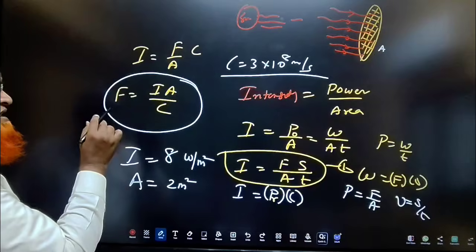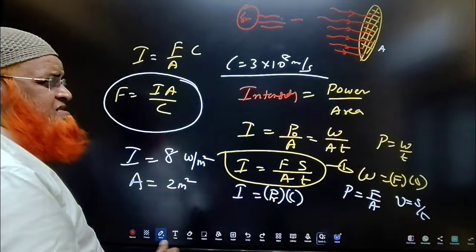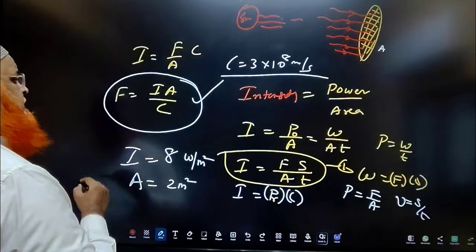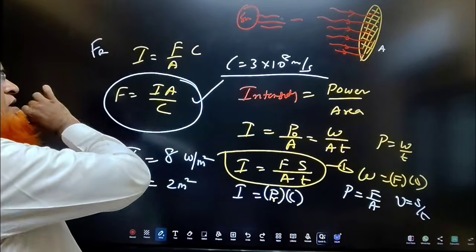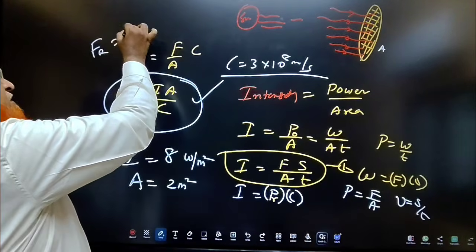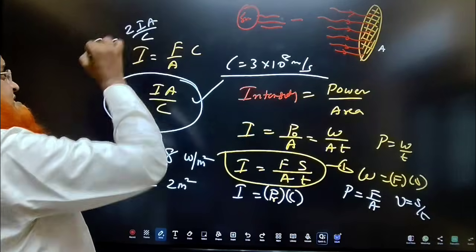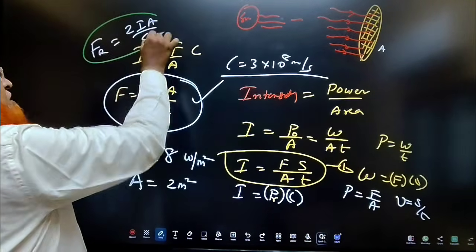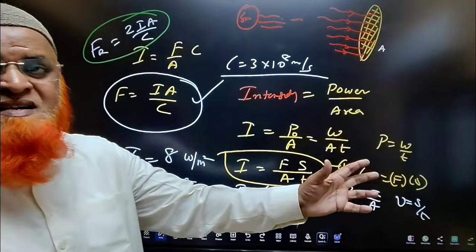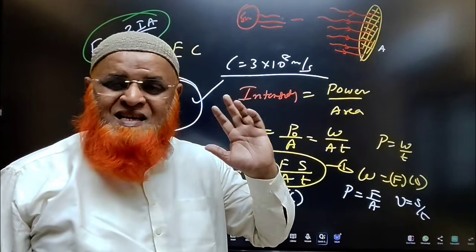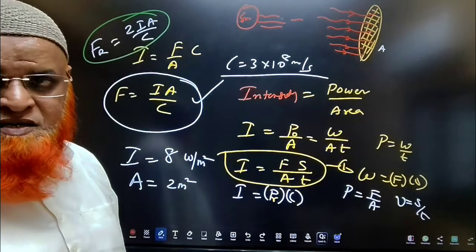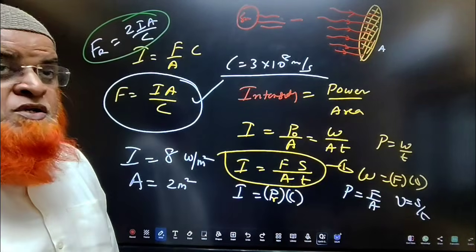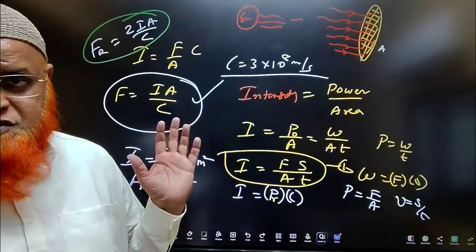When the light rays fall on a substance and the total light is absorbed, no reflection is there, this formula is applied. And if there is a reflection, it falls and returns back, your formula is going to be 2IA by c. Okay, so hope you understood what I am saying now. So this is the second formula where the light falls and returns back. Is it understood? Clear? That's it. So this is about electromagnetic waves.